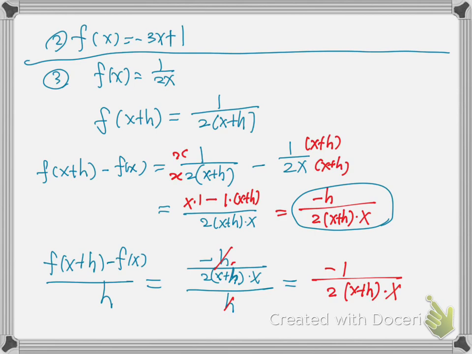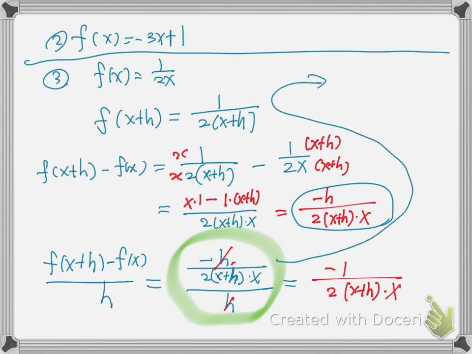If you're not familiar with fractions, you can think of this as multiplication. It's negative h over 2 times x plus h times x, divided by h. Divided by h changes to multiplying by 1 over h, and then you can see h cancelled. Then we get negative 1 over 2 times x plus h times x. So this is a harder case.